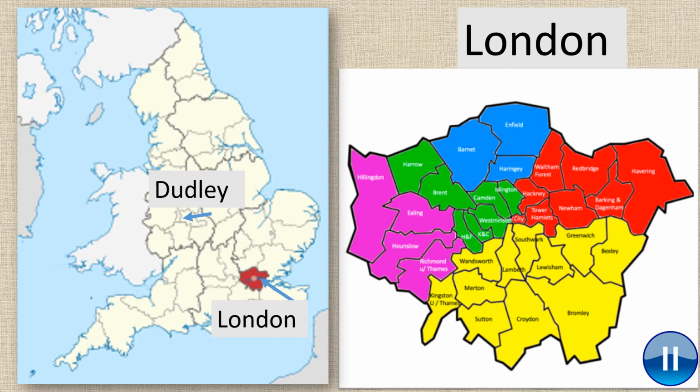Now, London is a capital city, and cities are large areas with a big population. Okay, so Dudley is located at the top arrow, that's where Dudley is, and London is the red section. So that is showing you where London is and how big it is. And these are the different areas that are in London.